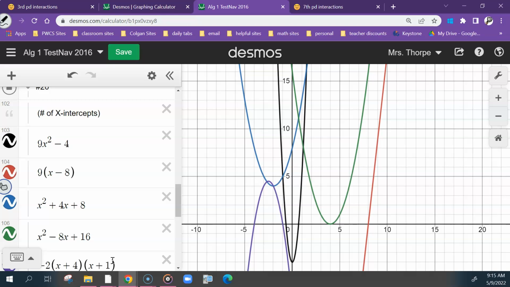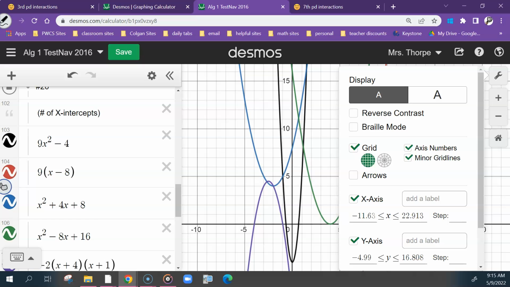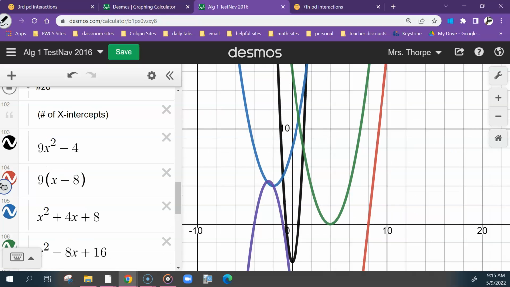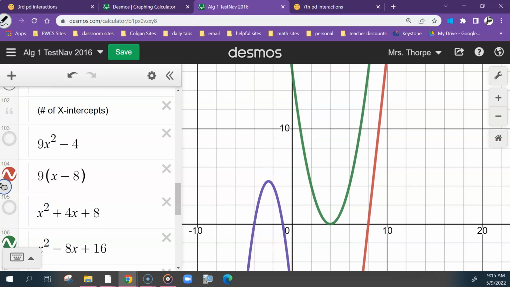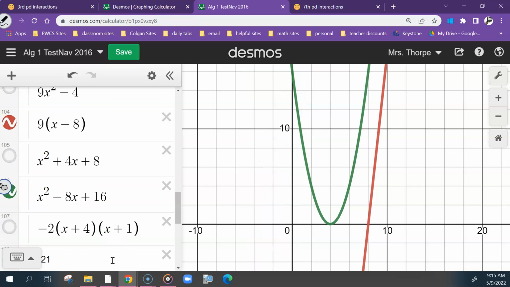Which other ones cross or touch the x-axis only once? The green. So I can get rid of the black, rid of the blue, rid of the purple. So only these two would be our answers. The 9 times x minus 8 and x squared minus 8x plus 16.